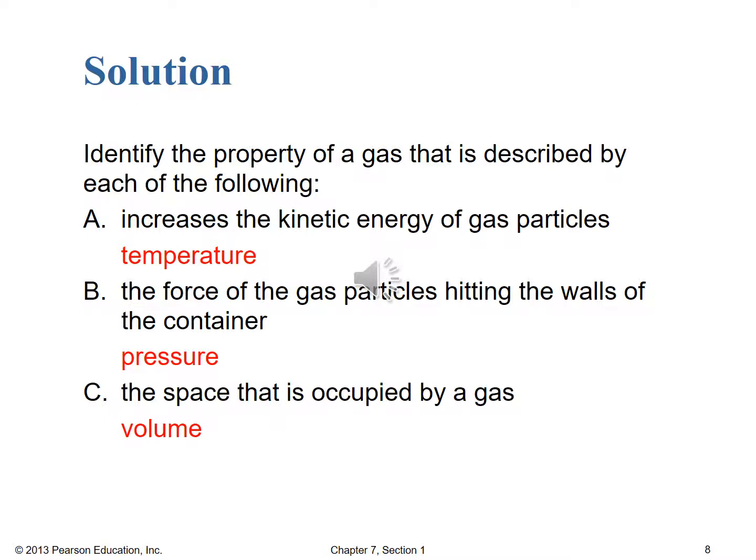Okay, and there we have it. So as we mentioned, the kinetic energy of gas particles has to do with the temperature. The higher the temperature, the higher the average kinetic energy of those gases. For B, the force of the gas particles hitting the walls of the container, that has to do with pressure. That's actually the definition of pressure. And then finally, choice C, the space that's actually occupied by a gas is its volume. Hopefully that was nice and simple, and you're eager to move on to the next part of Chapter 7.